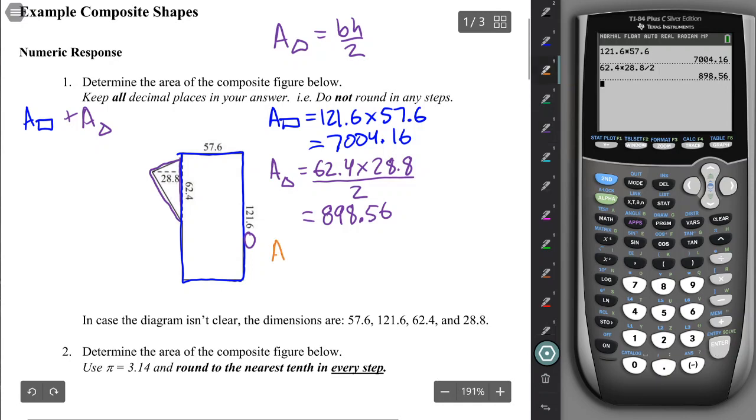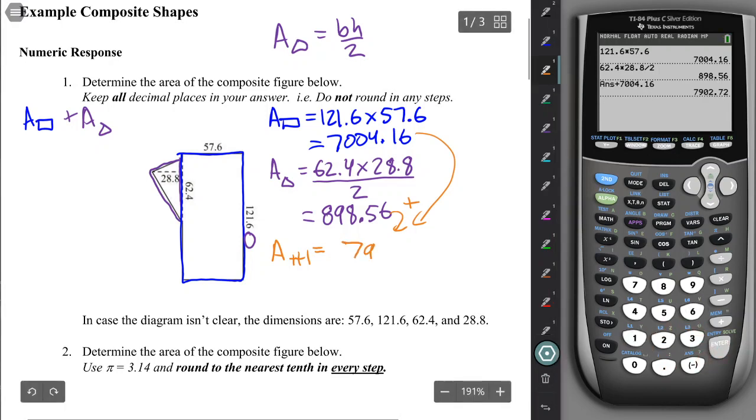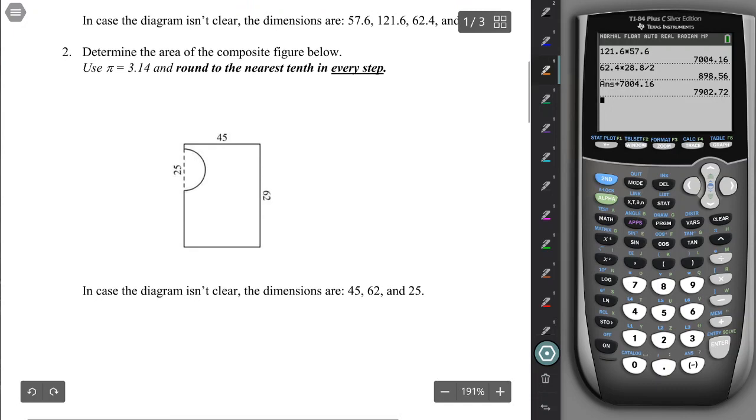So my area total is just going to be these two things added together. If I just hit the ANS, the answer in my calculator just takes the previous number, the 898.56. So I just need to hit plus 7,004.16, and that gives us our answer, 7,902.72. And the way I coded these, I didn't want you guys to worry about rounding, so I said do not round in any step. So that is what you would put into the numeric response, and it will tell you that you did it correctly, which is fantastic.